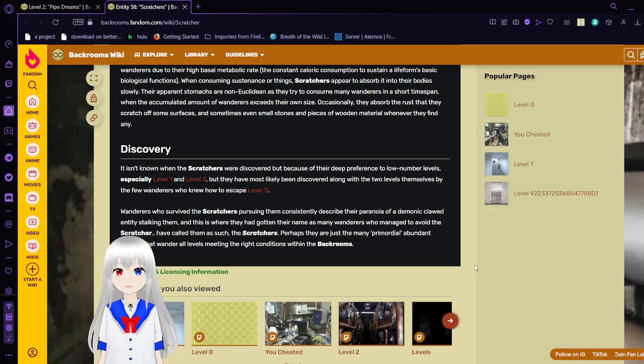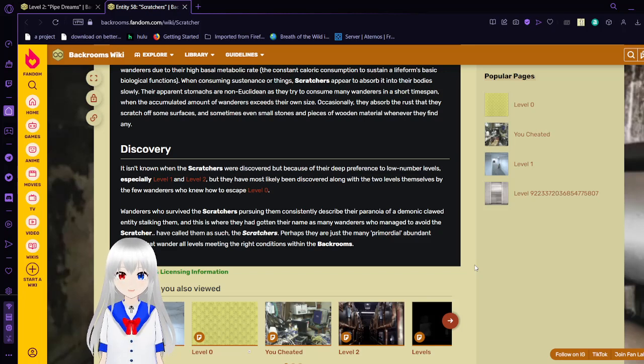Discovery. It isn't known when the scratchers were discovered, but because of their deep preference for low number levels, especially level 1 and level 2, they have most likely been discovered along with the two levels themselves by quite a few wanderers who knew how to escape level zero.